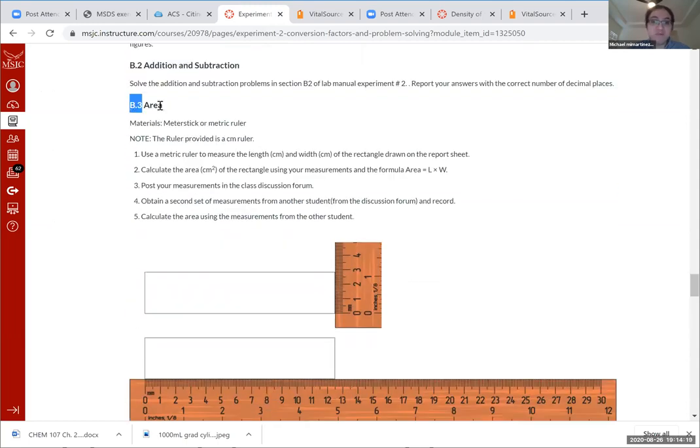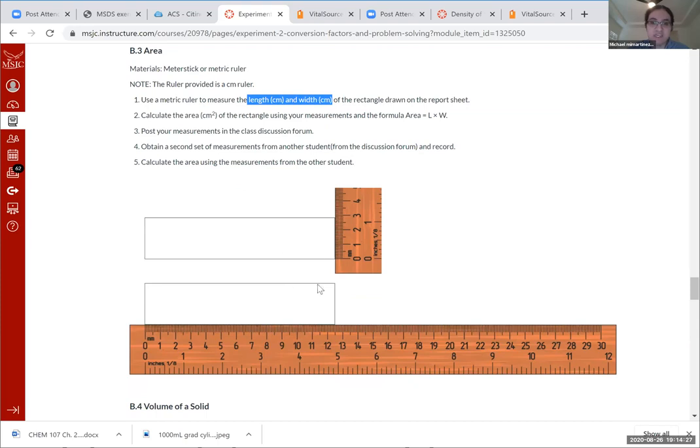For part B3, you're going to use a ruler and you're going to measure the length and width of the rectangle. So this is the rectangle. It's exactly the same as your report sheet rectangle. You're then going to calculate the area of the rectangle by taking the length times the width. You're going to post your measurements in the class discussion forum. This is how you're going to share your measured values. Then you're going to obtain a second set of measurements from another student and record those measurements. And you're going to calculate the area using the measurements from the other student.